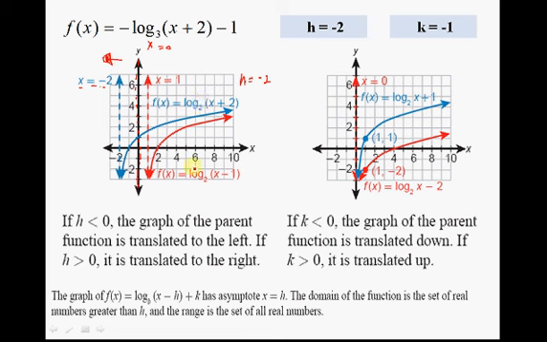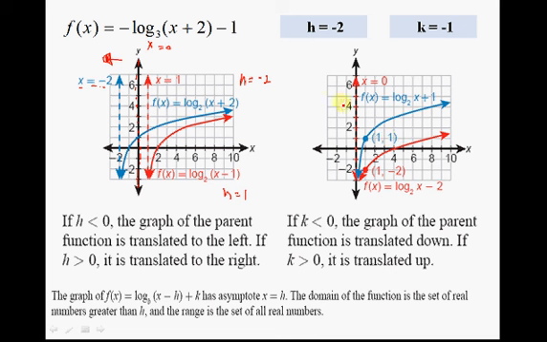And likewise, we have a function here, log base 2 of x minus 1. So this is going to be h equals 1, a positive 1. What it does is translate the parent function 1 space over. So here we go: if h is less than 0, or negative, the graph of the parent function is translated to the left. That makes sense, right? Intuitively, we know if something is negative, it goes to the left along the x-axis typically. If h is positive, or greater than 0, it translates to the right.